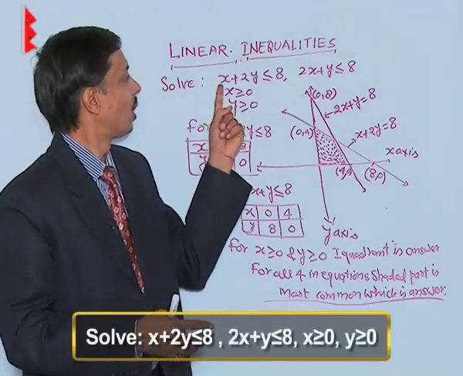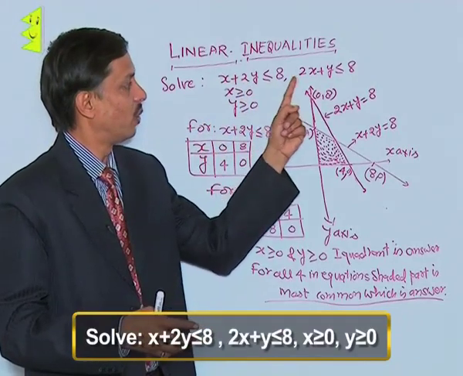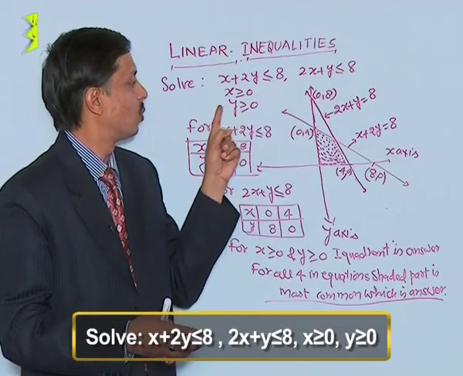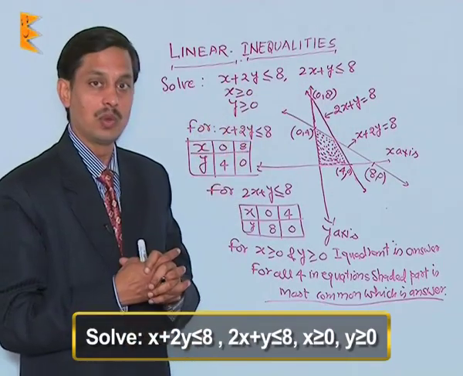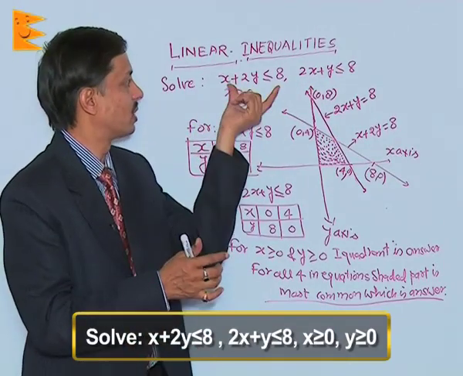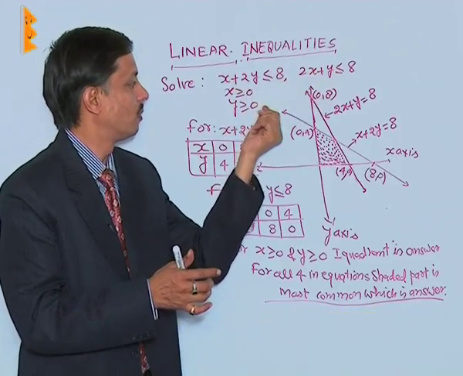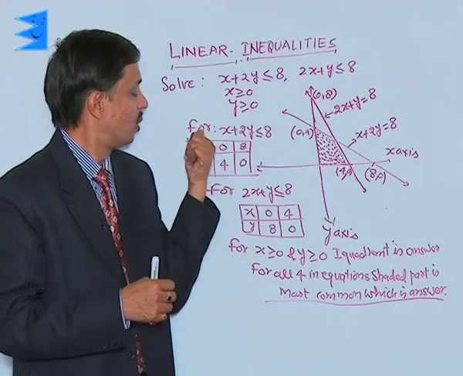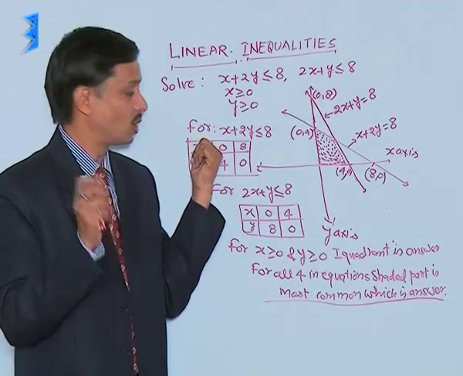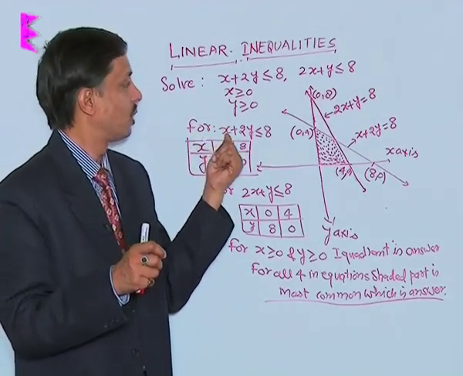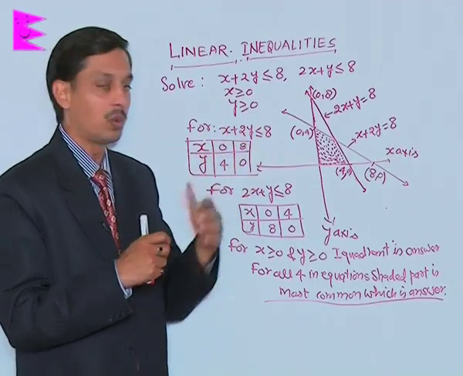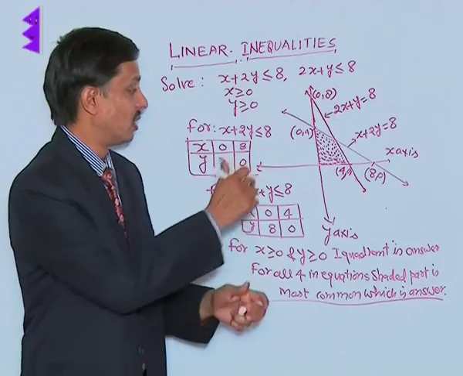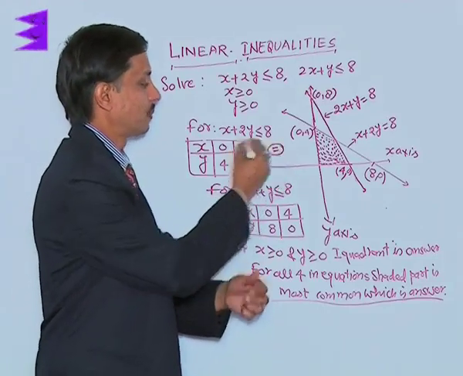We have here to solve x plus 2y is less than or equal to 8, 2x plus y is less than or equal to 8, x is greater than or equal to 0, y is greater than or equal to 0. 4 linear inequations, 1, 2, 3, 4. As usual, as I explained in the previous videos also, for getting the solution of the first linear inequation, x plus 2y is less than or equal to 8, I will assume this inequality as an equality.